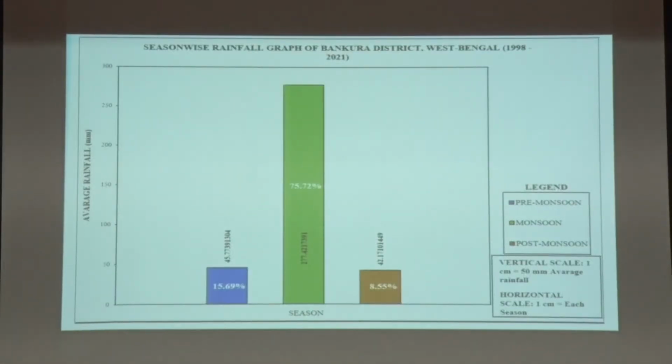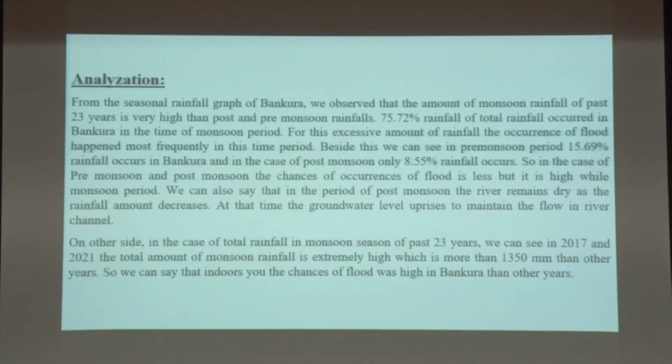Next, we have analyzed the season-wise rainfall graph of Bankura, where we can see the monsoon rainfall data is mostly higher than pre-monsoon and post-monsoon. So we can conclude that the monsoon data can be the reason for flood occurrence.